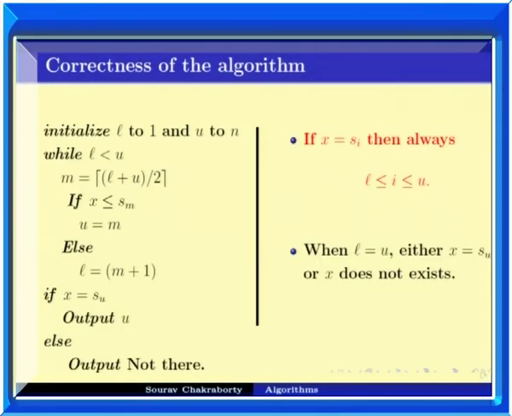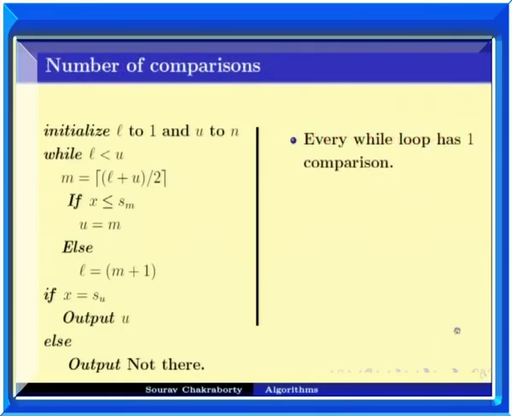Now, every loop has exactly one comparison. So, this was giving the correctness of this algorithm. We have to understand the running time of this algorithm, which is right here. So, every loop here makes exactly one comparison, which is x with S of m, right. And every round this distance U minus L is halved.